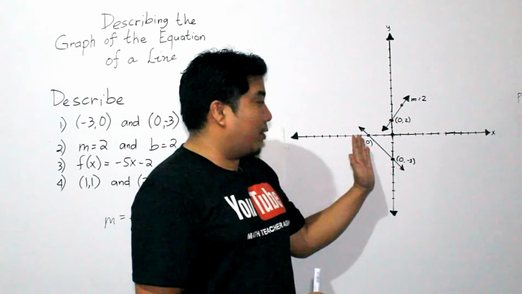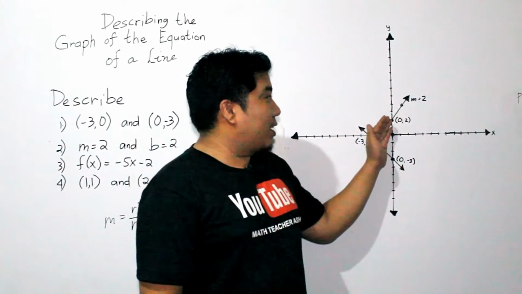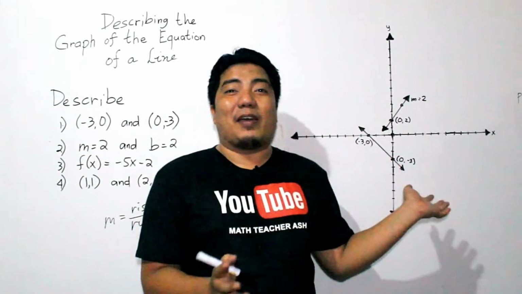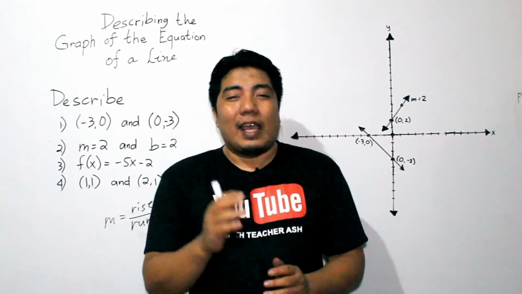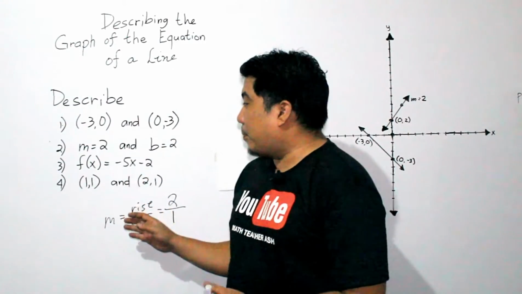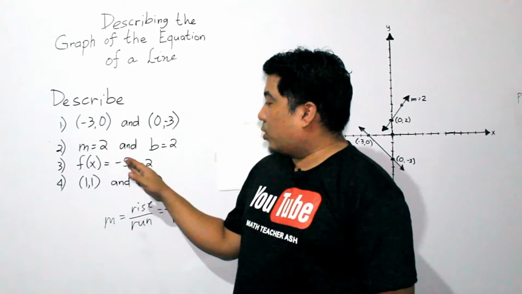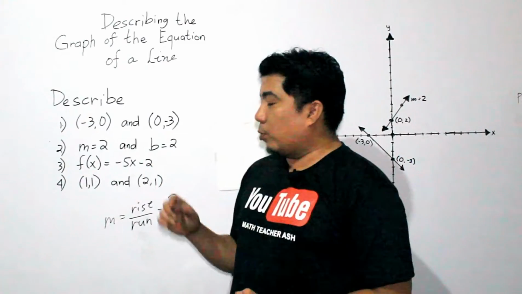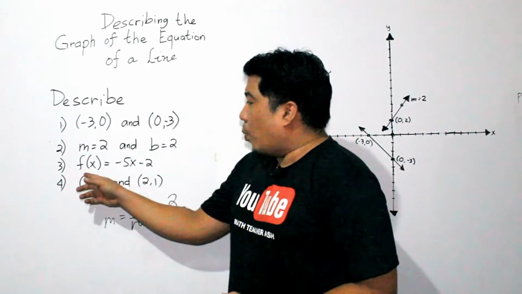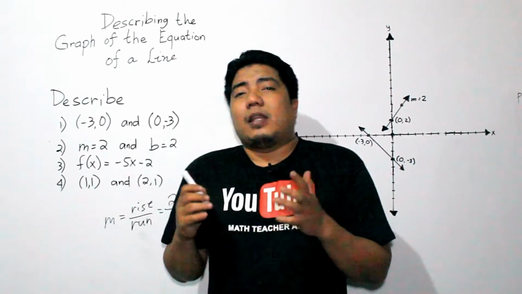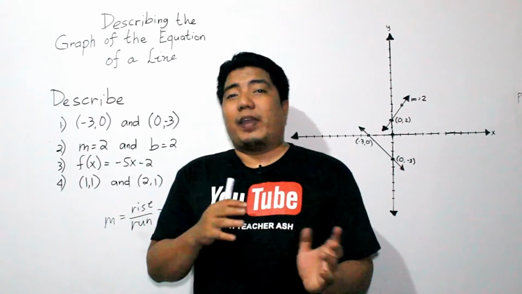Okay? So for the first one, we have decreasing, and for the second one, we have an increasing graph. Easy, right? Now let us go to our third example. We have f of x is equal to negative 5x minus 2. Now, some of you might be wondering, what does f of x mean? The f of x means function of x.